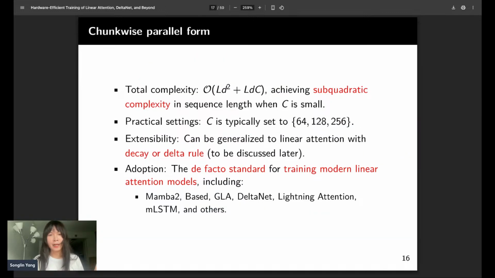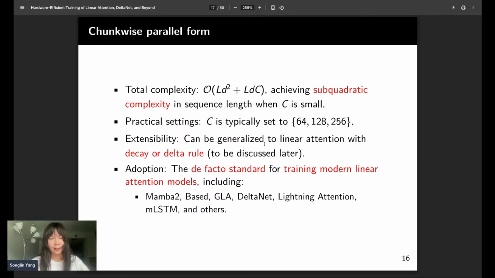To summarize, with this Chunkwise form and with the fixed chunk size C, the overall time complexity is O(L d squared) plus O(L d C), which is subquadratic when C does not grow with respect to the sequence length L. And in practice, we set C to a small constant that allows us to do hardware efficient computation, for example, 64, 128, and 256. These are very common block sizes when we write matrix multiplication kernels.